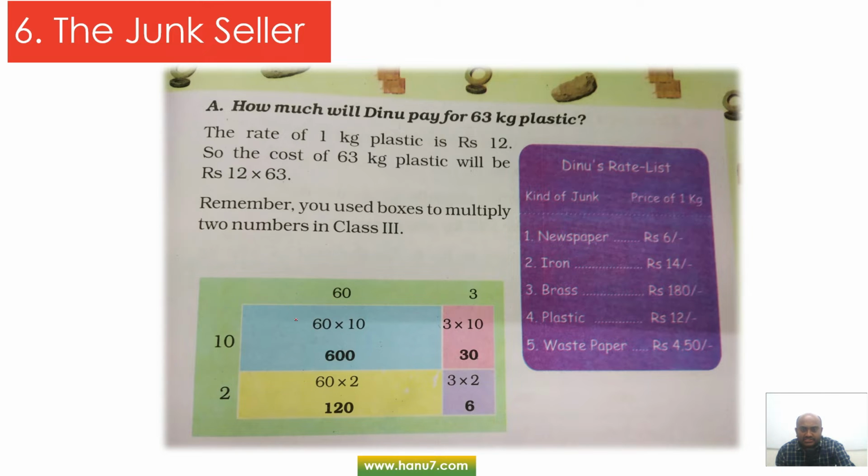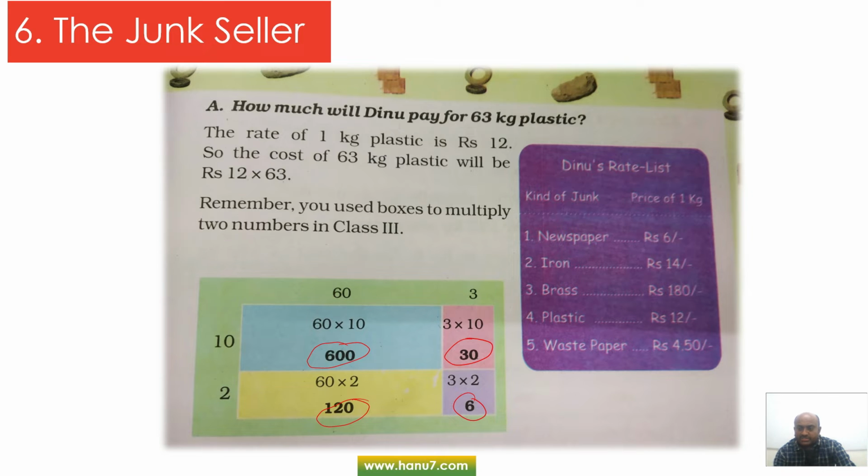And similarly the other number you are multiplying is 10 and 2, 12. So 60 into 10 is 600, 3 into 10 is 30, and then 60 into 2 is 120, and then 3 into 2 is 6. Later you will be adding all these values, 600, 30, 120 and 6, to get the answer. This we already know from your previous class.